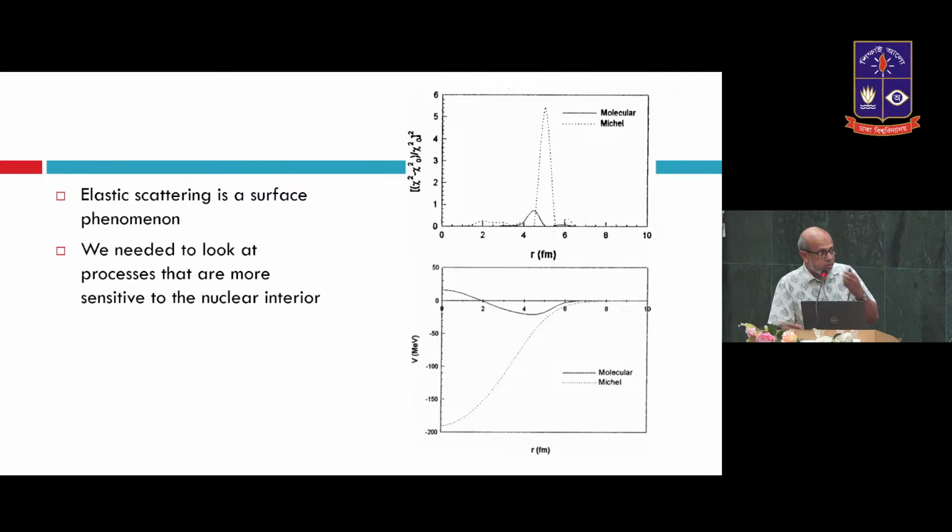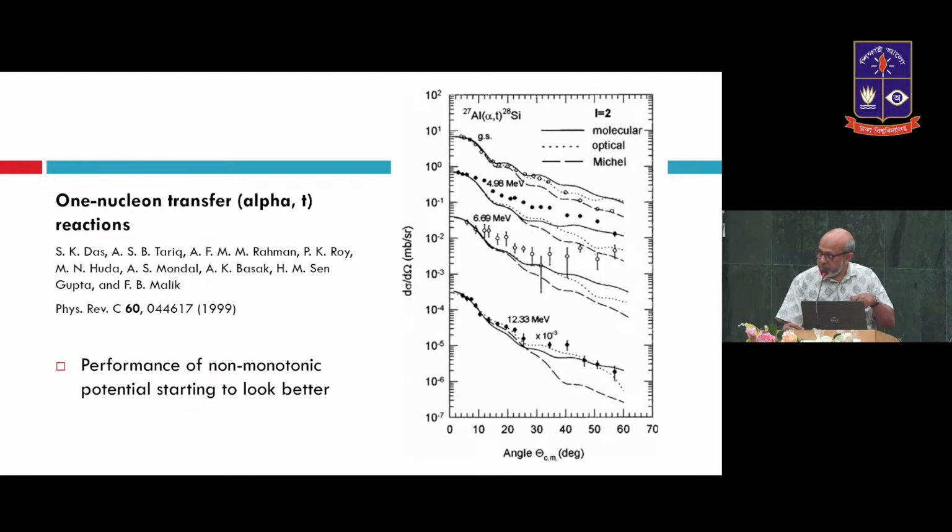And so we started with nuclear transfer reactions. One nucleon transfer, alpha T, you can see that it's starting to look better. This fit looks better than this one. At large angles, you get the pickup that is needed. And then as you go to 2 and 3 nucleon reactions, you can really see how it improves a lot.